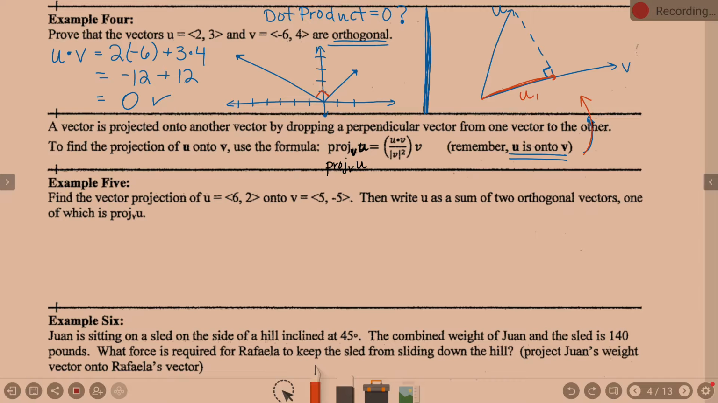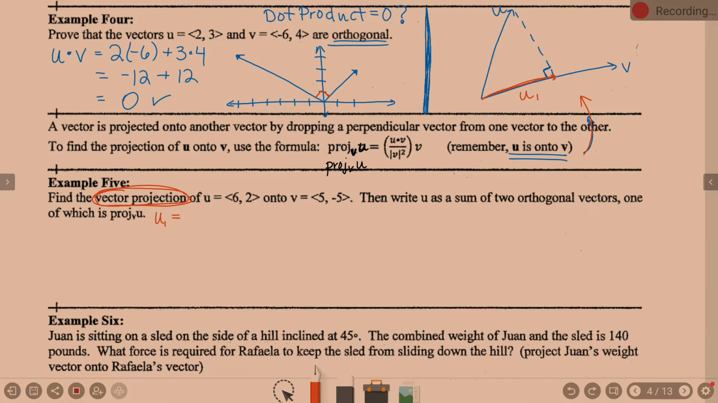Now, example 5, find the vector projection of U onto V. Then write U as the sum of two orthogonal vectors, one of which is the projection. Now, we're going to do this in 2 pieces because we've got 2 totally different things happening here. Well, not totally different. Make it sound like they're not related. They are related. So, vector projection. Find the vector projection of U onto V, which means basically we're trying to find, if this is U onto V, we're trying to find U1. And so I'm going to call this U1.